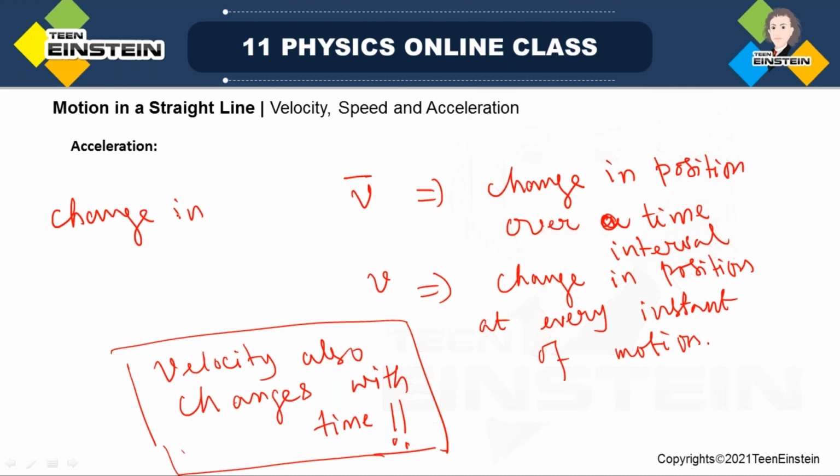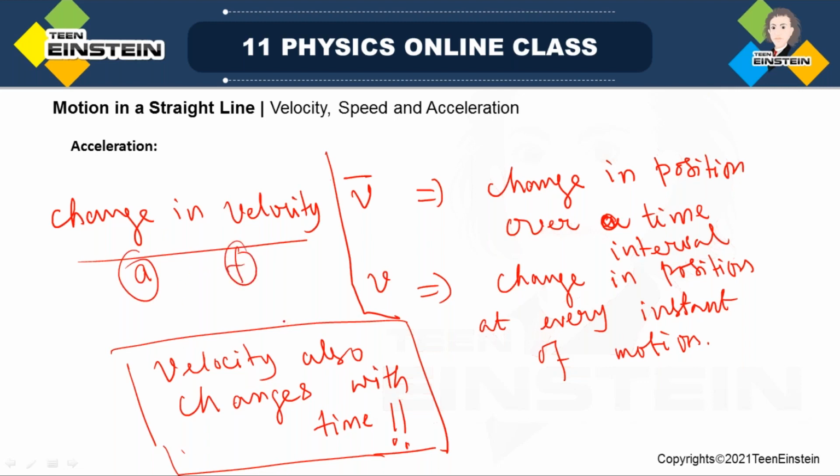Is there any new parameter to define or represent this change in velocity with respect to time? The answer is yes, that is acceleration, denoted by small a, sometimes f also. In some cases people use f for acceleration, but in our lecture we'll be using a throughout, denoting acceleration as a.